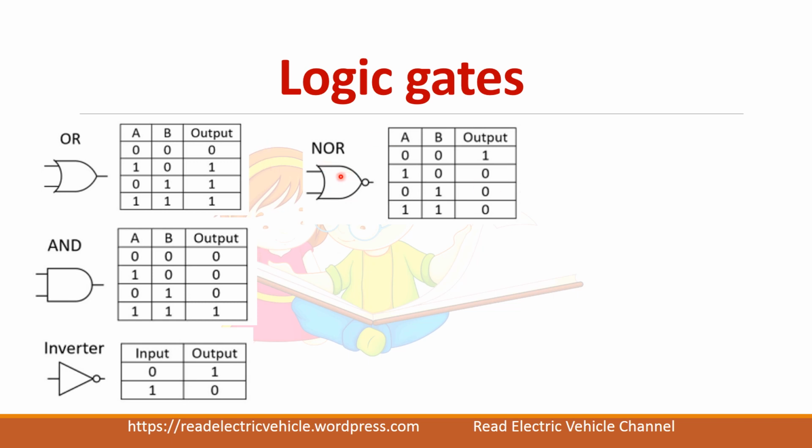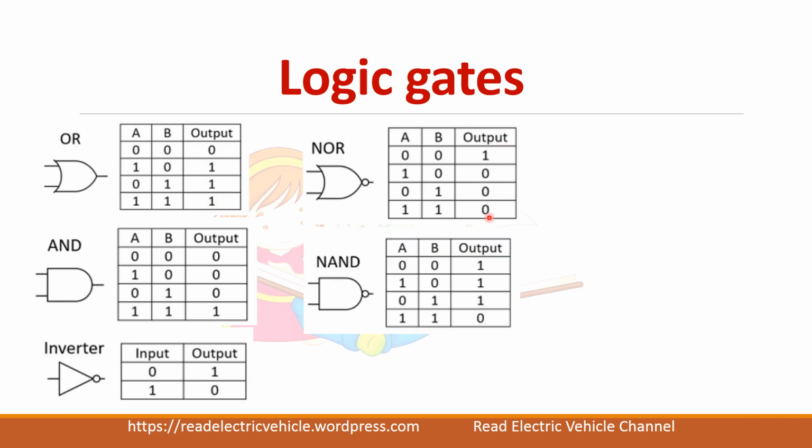NOR gate is actually inversion of OR gate. So the output will be just opposite to this one. 0 1 1 1 will become 1 0 0 0. NAND gate is just opposite of AND gate. So output will be, here you have 0 0 0 1, here 1 1 1 0.